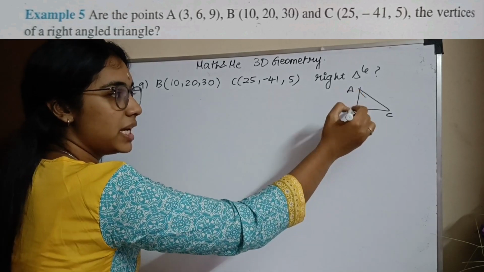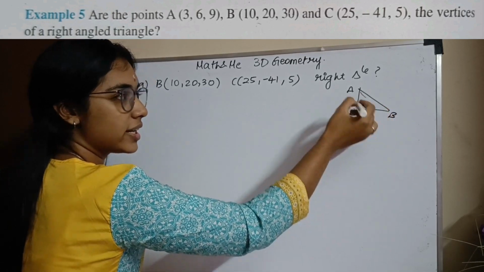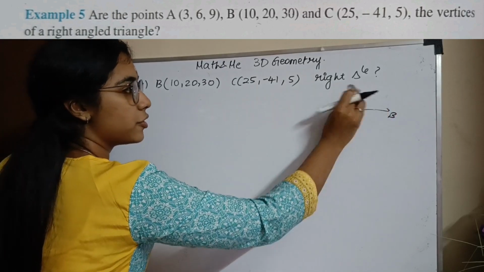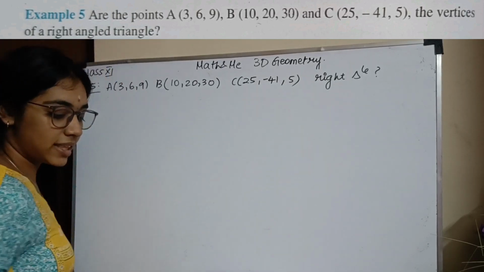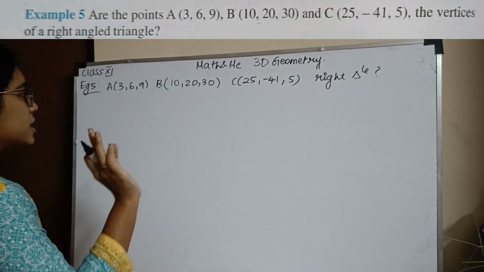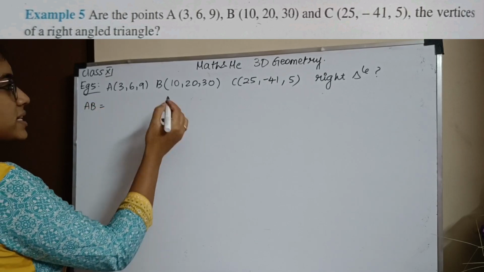My vertices can be ABC, or it can also be ACB, or it can also be CAB. It can be anything. Okay? So I am not going to draw the rough figure for you. I am going to find my answers and then see which will be the hypotenuse. Hypotenuse is the longest side. Correct? So first let me find the distance. So distance AB is what?